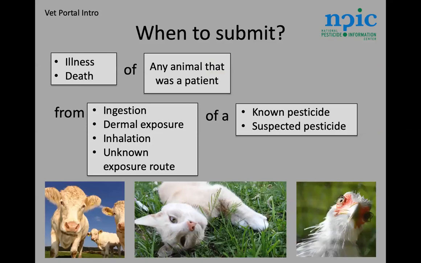Anytime there is either illness or death of any animal that you actually physically saw and was a patient, no matter how they were exposed, we want that data to be submitted. And it doesn't matter if you know what the pesticide was. If you suspect that it was a pesticide, for example, if they tell you that it was a rodenticide, it was to kill rats or something to that effect, then in our database, it's still going to be helpful to know what kinds of symptoms and what the outcome was.